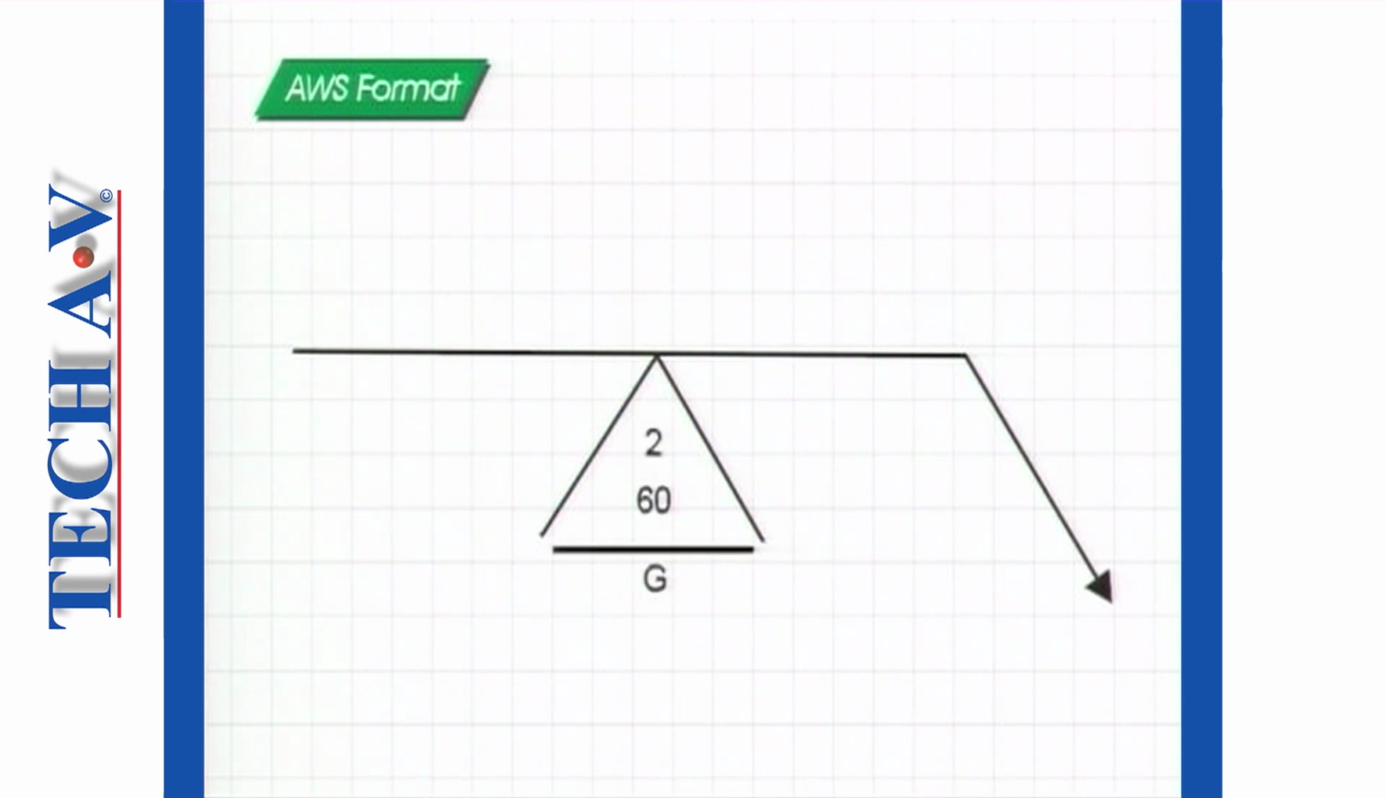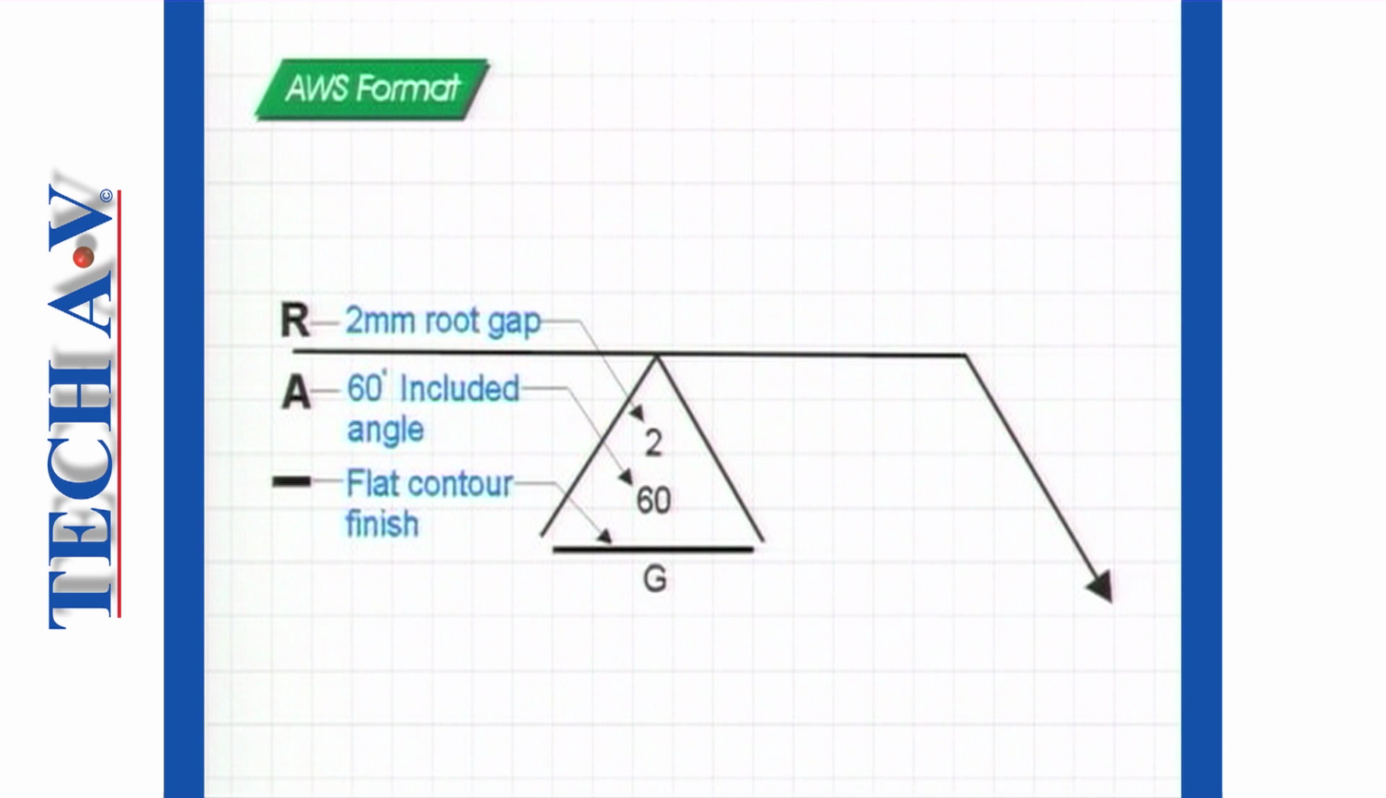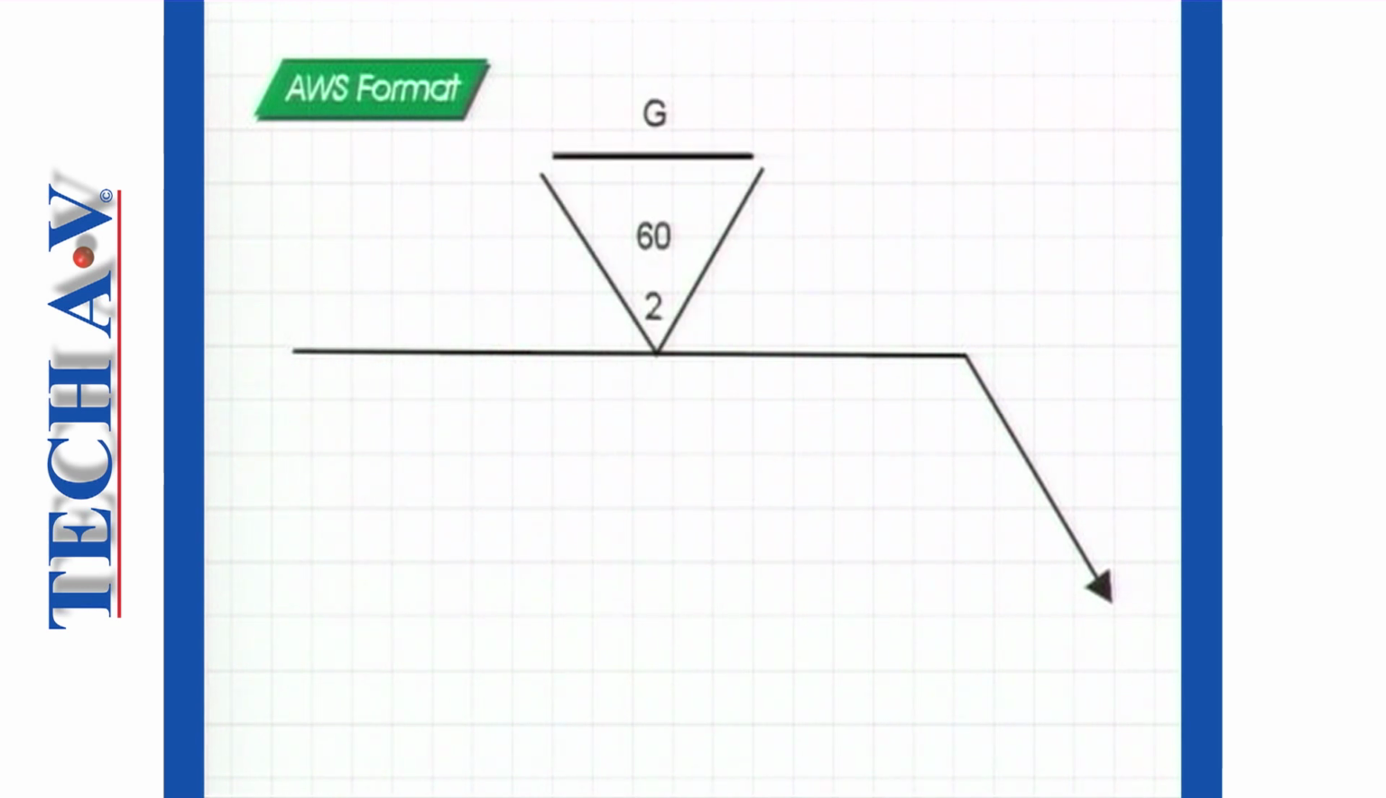A typical example would look like this. A root gap of 2 millimeters. An included angle of 60 degrees. The finished contour is to be flat or flush, and the process or method to be used when finishing is grinding. When this information is given for the other side, it must retain the same format, that is, root gap closest to the reference line, and so forth.